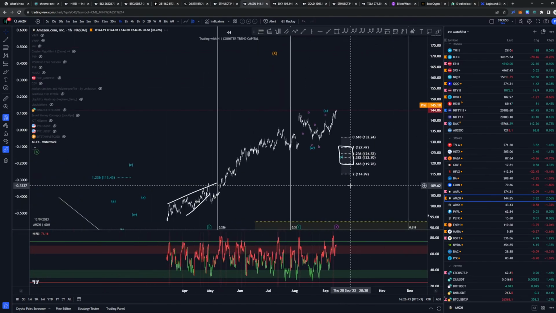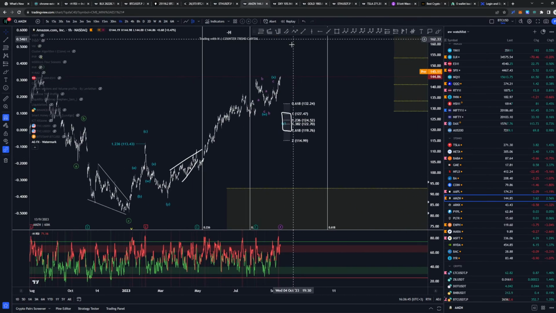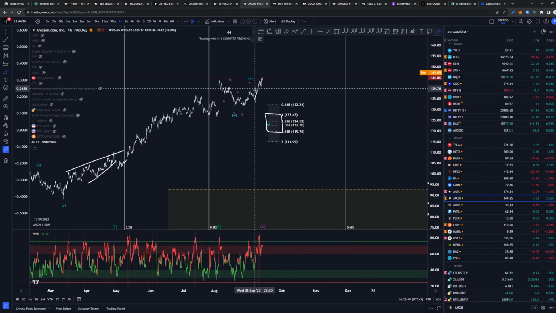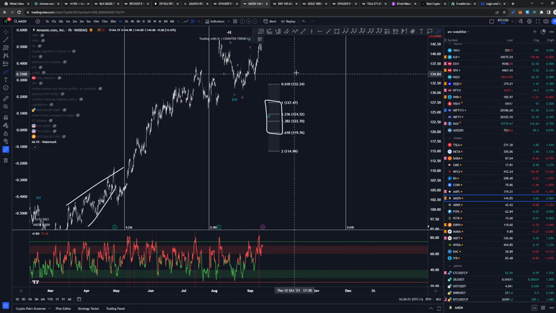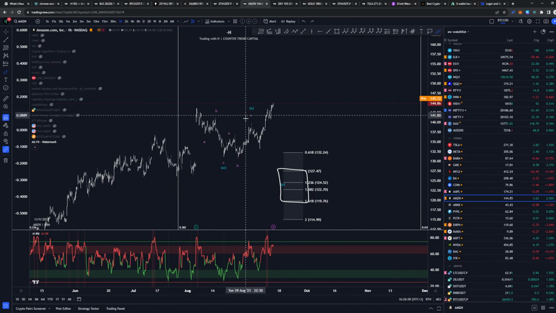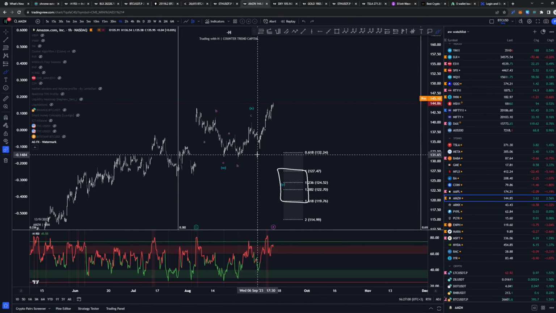Amazon is going up. Again, I'm not trading this because I have no idea what we have here. I was expecting it to come down already, but looks like we did get that move down and then we just shot up, similar to Tesla did. And this kind of looks impulsive.